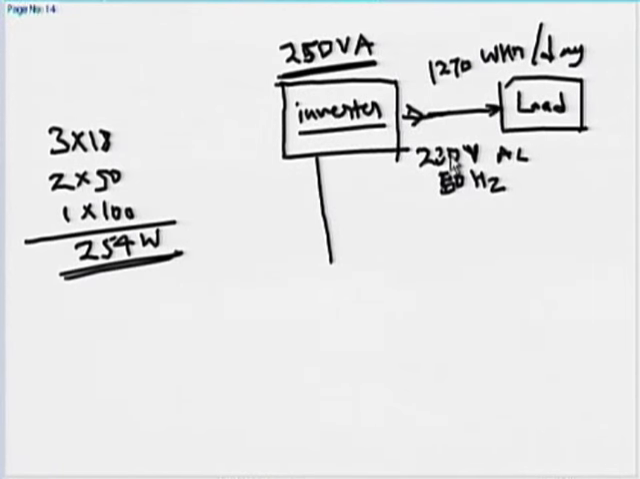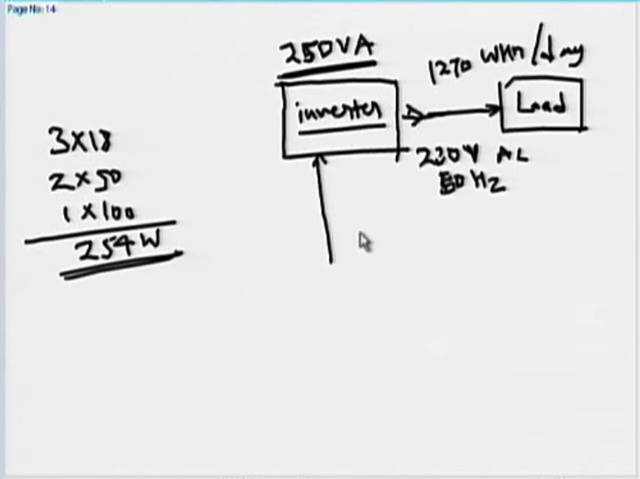Now what should be the input? The inverter will take a DC input voltage, so you must specify the DC voltage. Normally, as I said, whenever it comes to DC, we want to have higher voltage and lower current. The inverter will get its DC power from the battery, and therefore the battery which you are going to use can be either 12 volt or 24 volt. Let us say I am using a 24 volt battery.